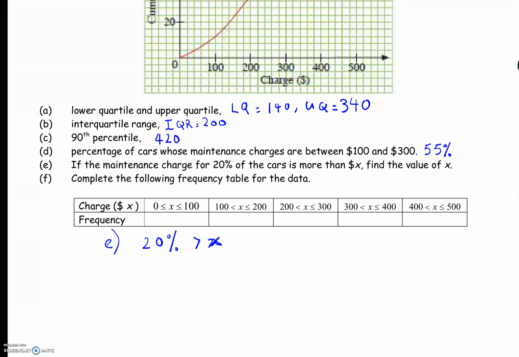Okay, first we want to understand 20%. So 20% of the cars, we want to know how many cars is that. So what should we do? Take 20% times total car, right? So 20% of the cars, we take 20 over 100 times.